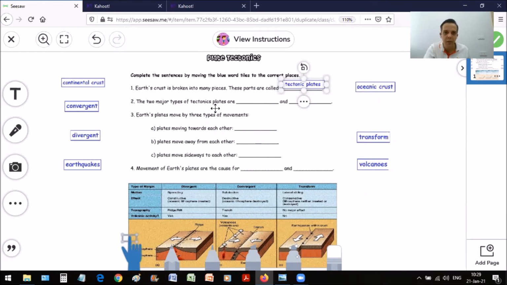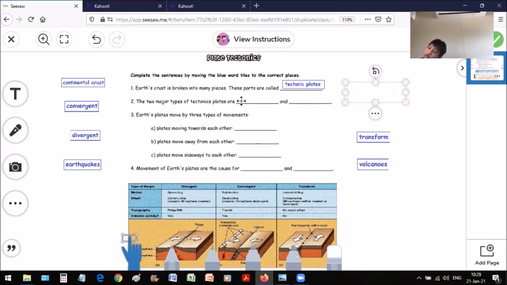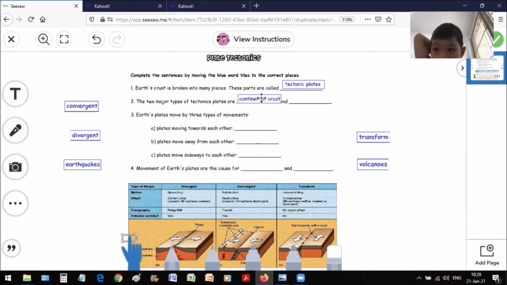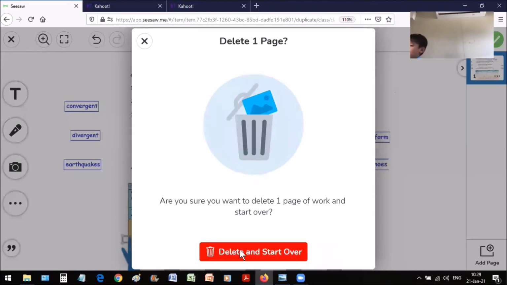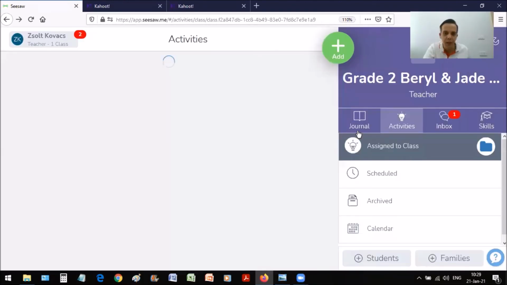Two major types of tectonic plates are, you will learn this from the video, they are oceanic. Where did it go? It disappeared. Okay, so I deleted it accidentally. That's okay. You don't do that. And then, okay, we have only 10 minutes left. So do this one. And also, there is another one.